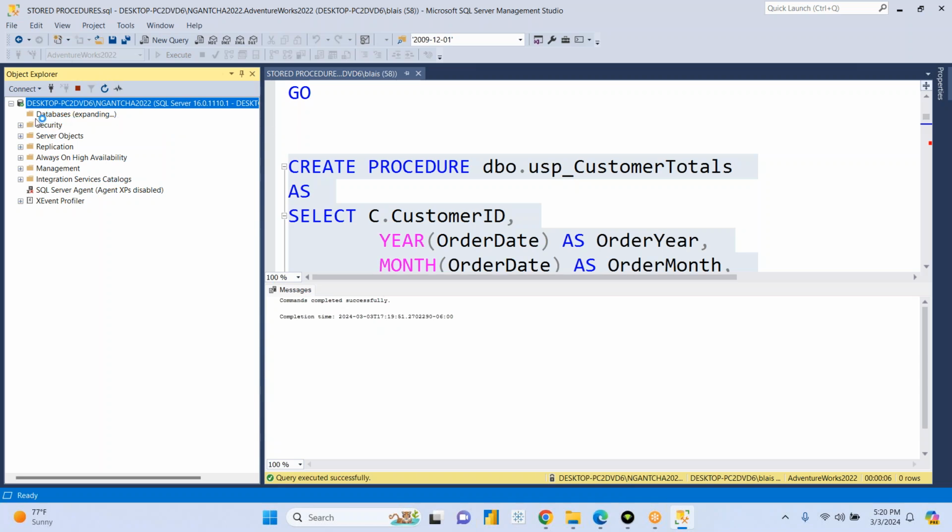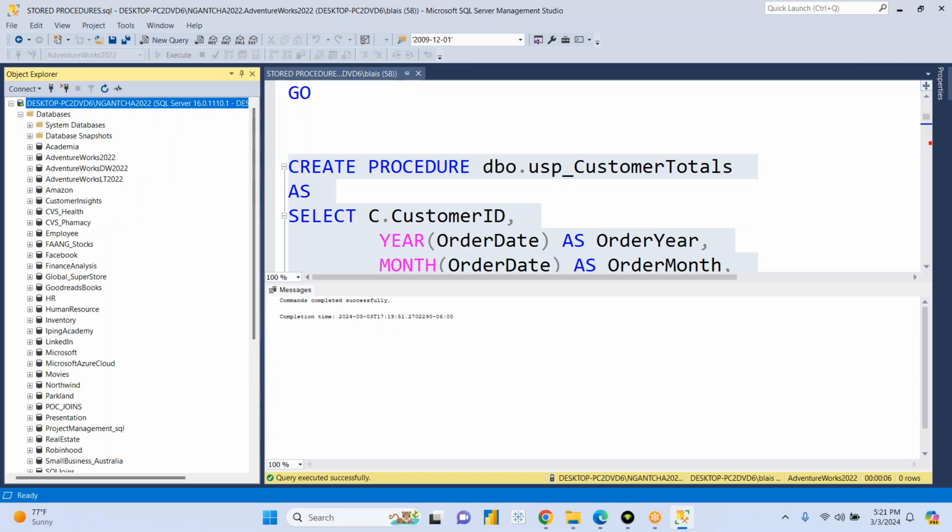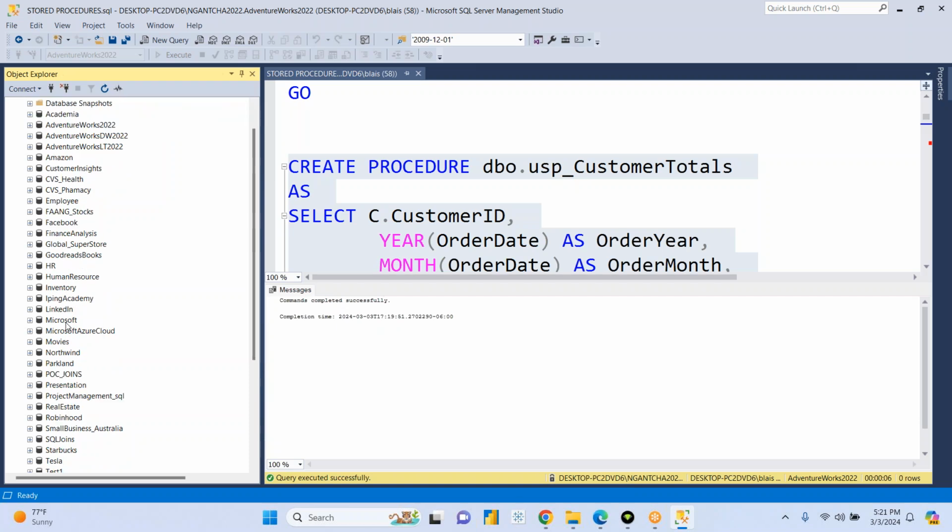This is still slow. I have to go to the database folder. Okay, this is really slow. I'm sorry about this. Okay, so I'm going to go to AdventureWorks 2022. It's right here.